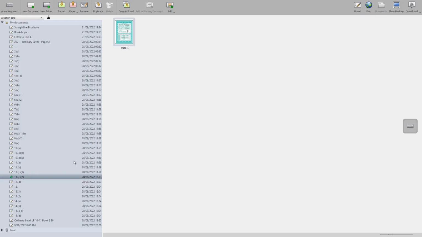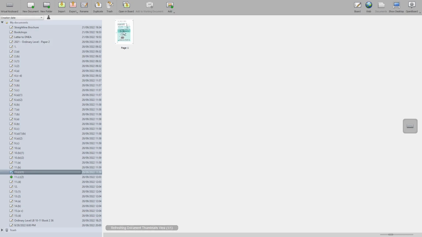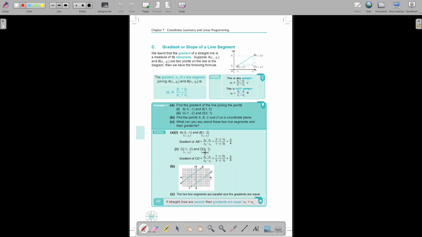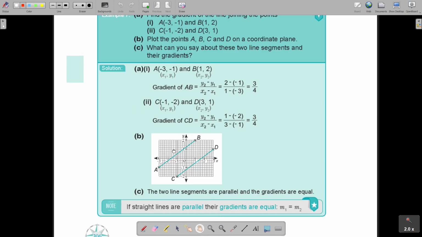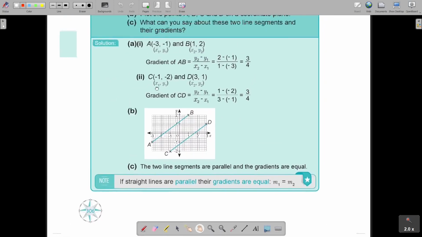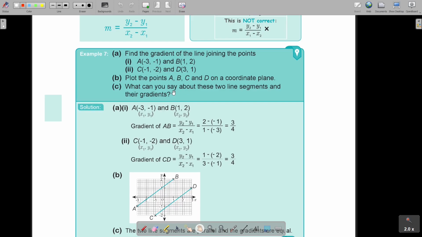Then I can take you to the other one I wanted to show you. Okay. So if I'm looking at this, show that MS is perpendicular to PQ, I must basically just work out the gradients of both. Let's make it a bit bigger. This is on page 306, and this was example 7. Find the gradient of the line joining the points. So I'm going to find the gradient.